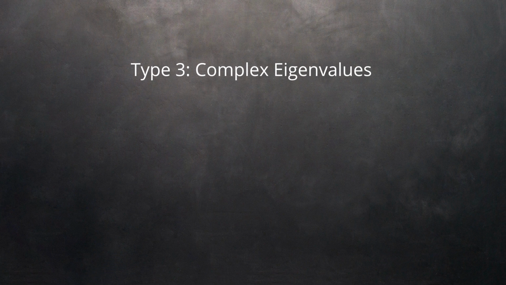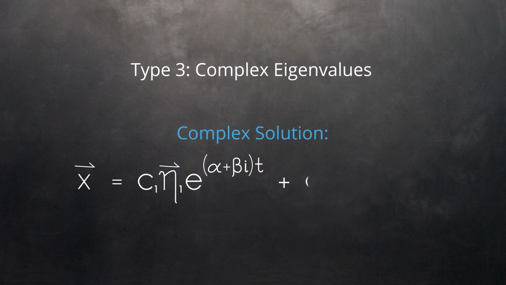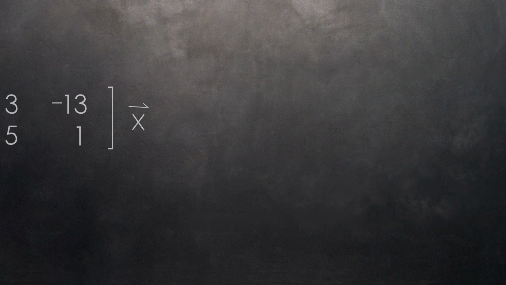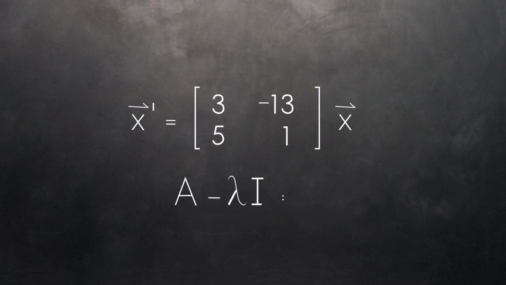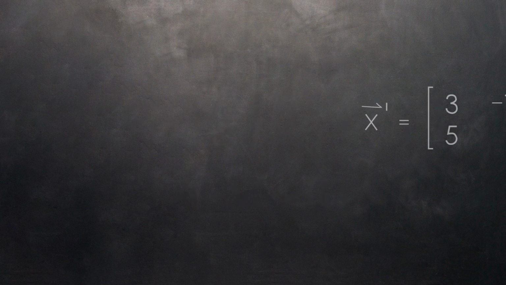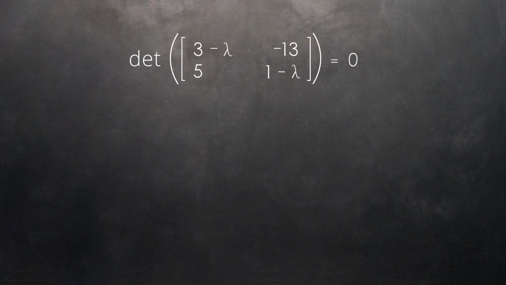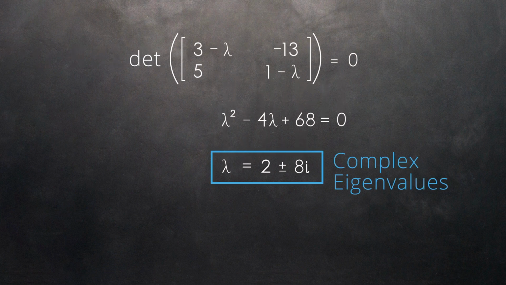The third type of solution is when the eigenvalues are complex, which results in the complex solution, or the real solution. Let's solve the following example. First, we find the eigenvalues of the coefficient matrix by solving the eigenvalue problem. Taking the determinant and solving for lambda, we get complex eigenvalues.